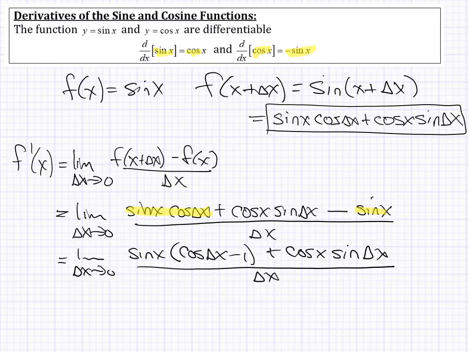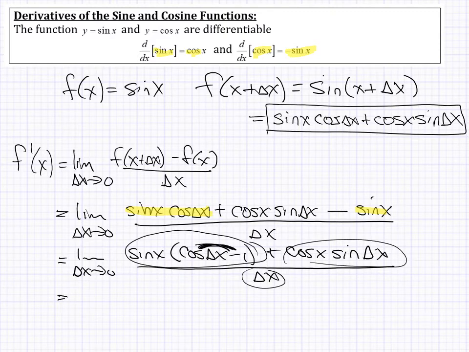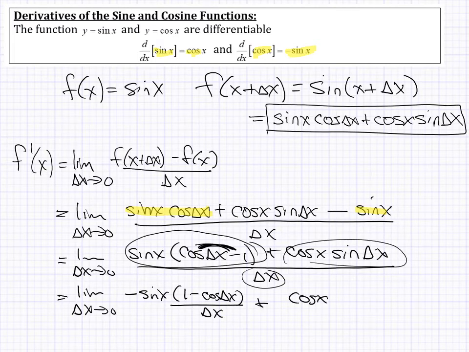Then what I'm going to do is break this apart and look at this over delta x plus this over delta x. What I'm also going to do is I want the order here to be reversed, so I'm going to factor a negative out, which will flip the order of these two around. So I'm going to have the limit as delta x goes to 0 of negative sine x times 1 minus cosine delta x over delta x, plus cosine x times sine delta x over delta x.